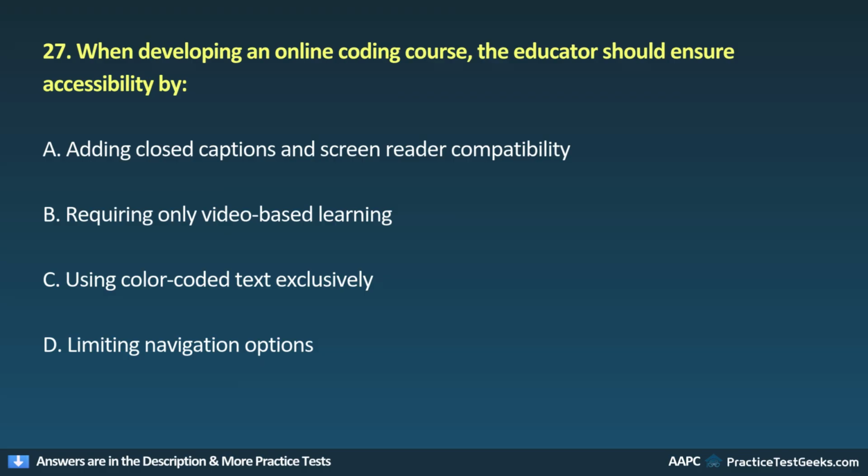27. When developing an online coding course, the educator should ensure accessibility by A. Adding closed captions and screen reader compatibility. B. Requiring only video-based learning. C. Using color-coded text exclusively. D. Limiting navigation options.